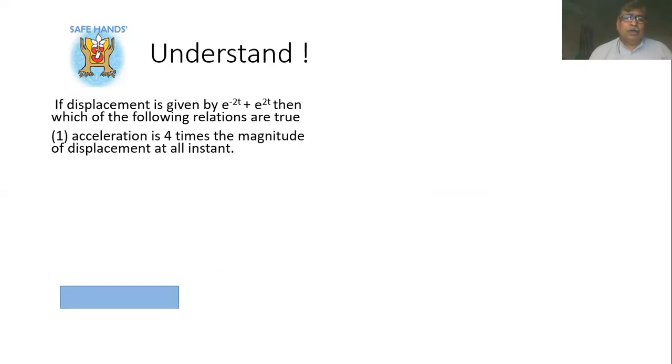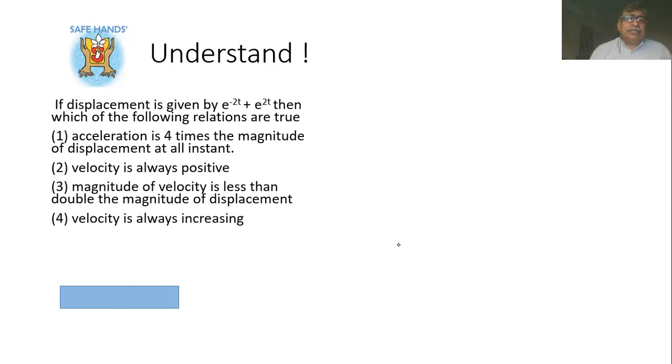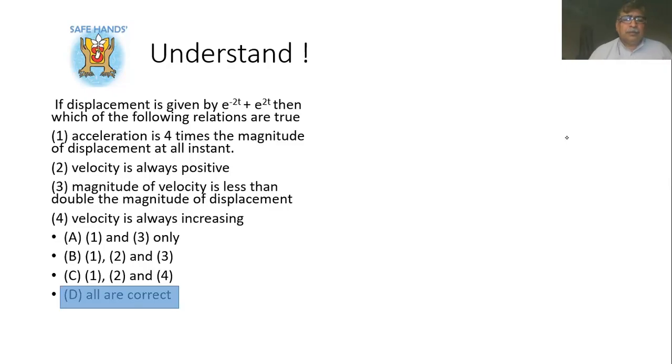Please note, over here this is 1. This is not the option. Information number 1 is acceleration is 4 times the magnitude of displacement at all instants. Velocity is always positive. Magnitude of velocity is less than double the magnitude of displacement. Velocity is always increasing. These are the 4 pieces of information and these are the options. So see how fantastically I have included the multiple choice over here.